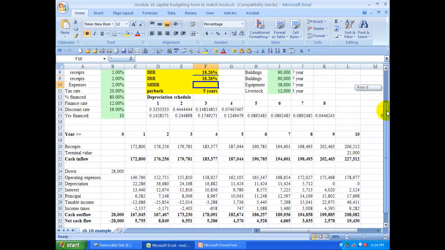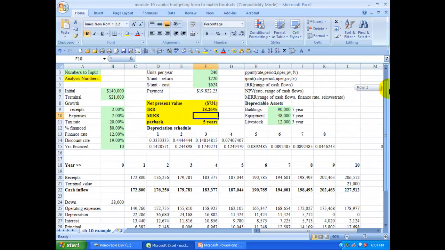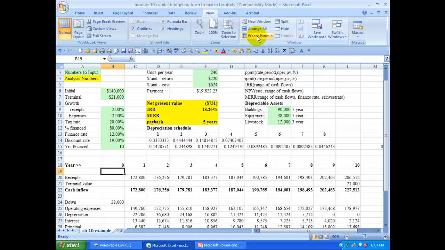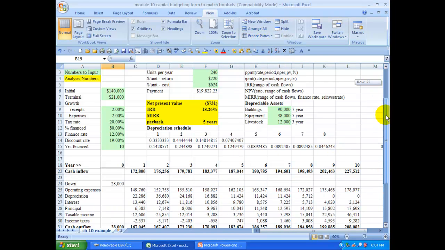You can see that it does get a little confusing as I'm going up and down. So one thing you can do here is go in when you have up on top what you want to have displayed and click View, Freeze Panes, and then I can scroll down and it'll leave all that information up there.